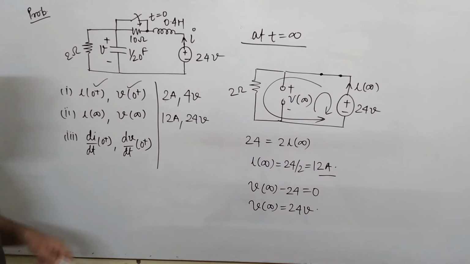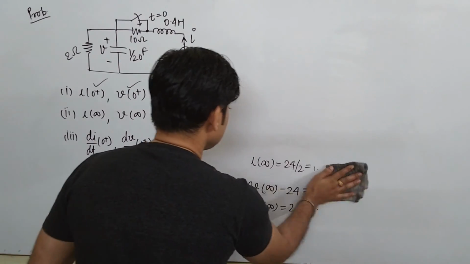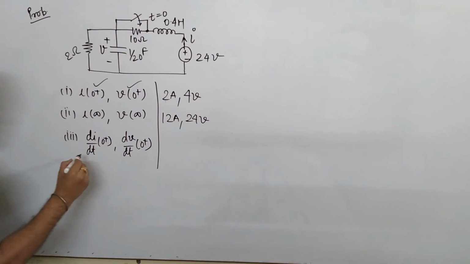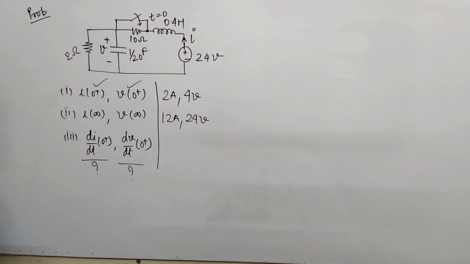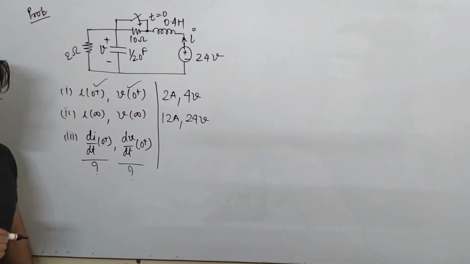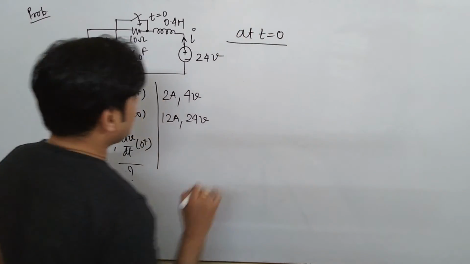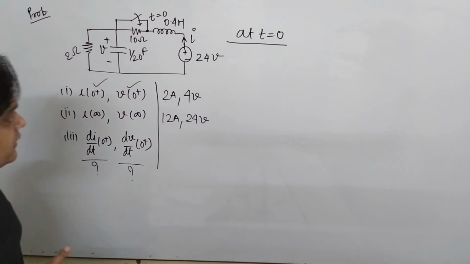Now the last is to find the value of di by dt and dv by dt at t equal to 0 plus. We'll see. Now for finding out these values, it is very important. Just try to understand it. You cannot find di by dt at 0 positive and dv by dt at 0 positive just by integrating or differentiating the value. For finding out these solutions, first of all you have to draw the circuit at t equal to 0. Very important. Just keep in mind, you have to draw the circuit at t equal to 0. This is a step. Okay, and just follow the step.